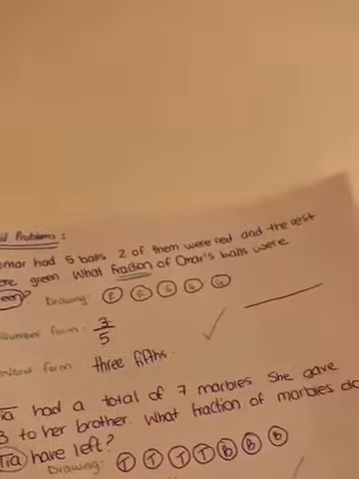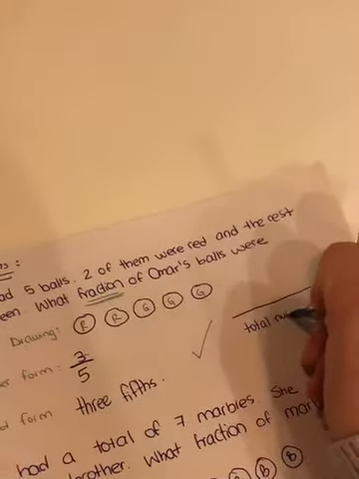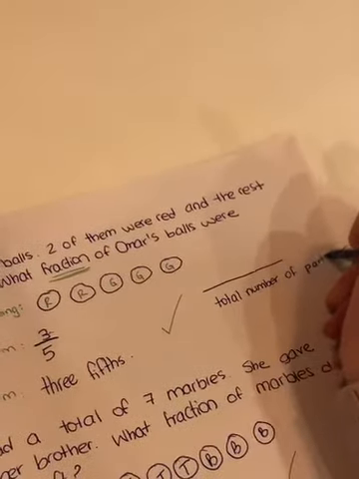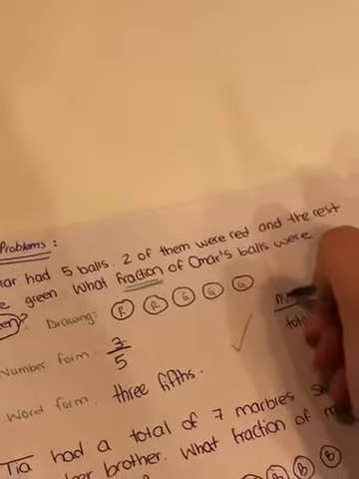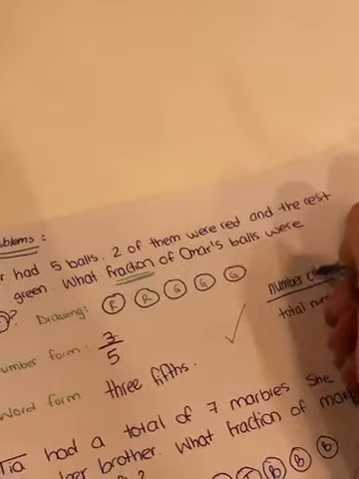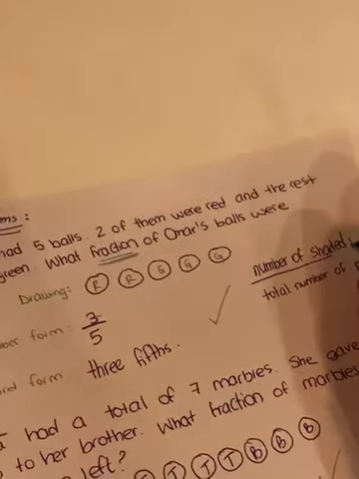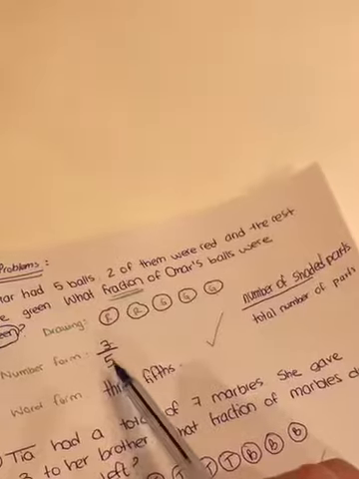we start with the fraction bar. Under the fraction bar, we have the denominator, which is the total number of parts. And on top of the fraction bar, we have the numerator, which is the number of shaded parts, or in this case, the number that the question is asking for. So the total number is 5. This is why I placed 5 in the bottom.